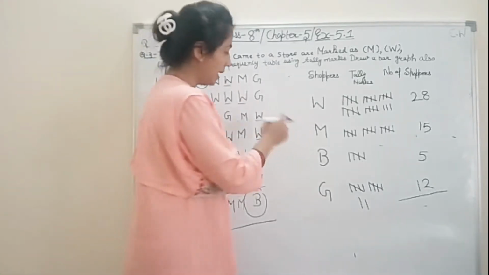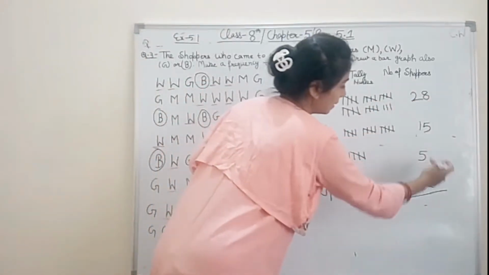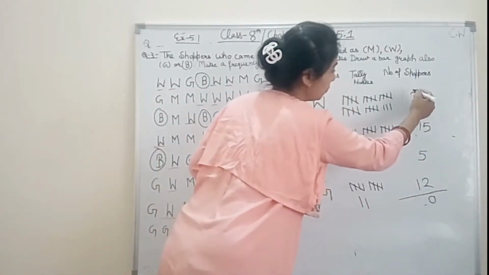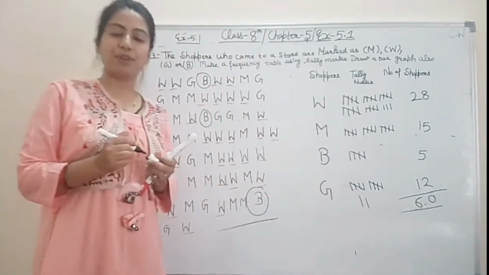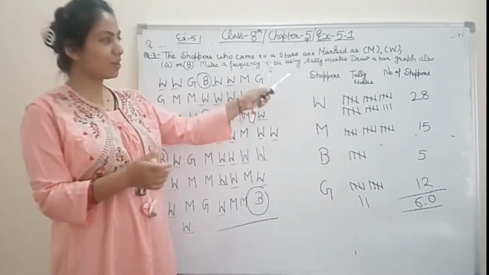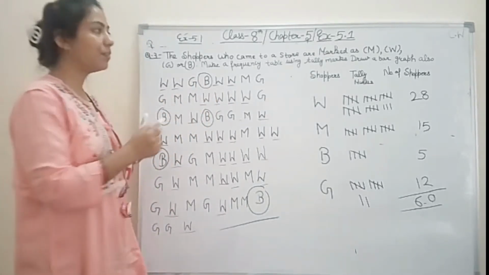ठीक है. So let's see these numbers are 60. So let's see: 2, 2, 4, 5, 6. Yes. So it means we have number of shoppers 60. So this is all about tally marks for this series. Now according to the question, what do we have to do?